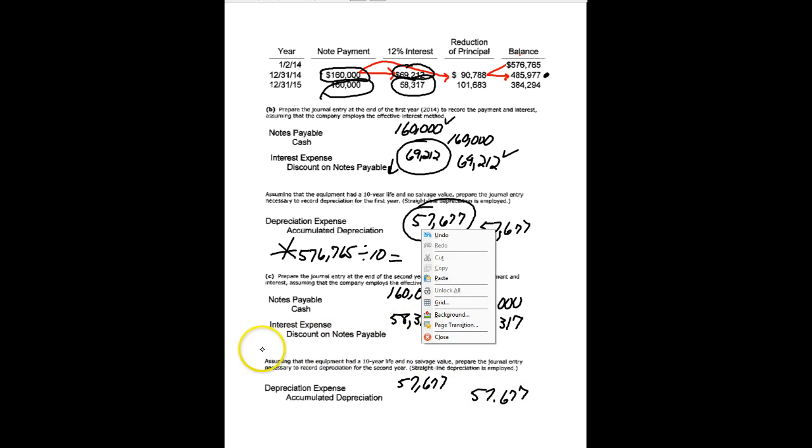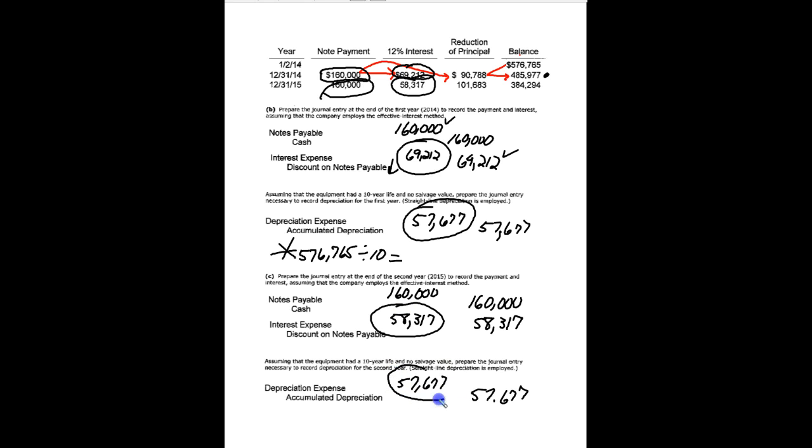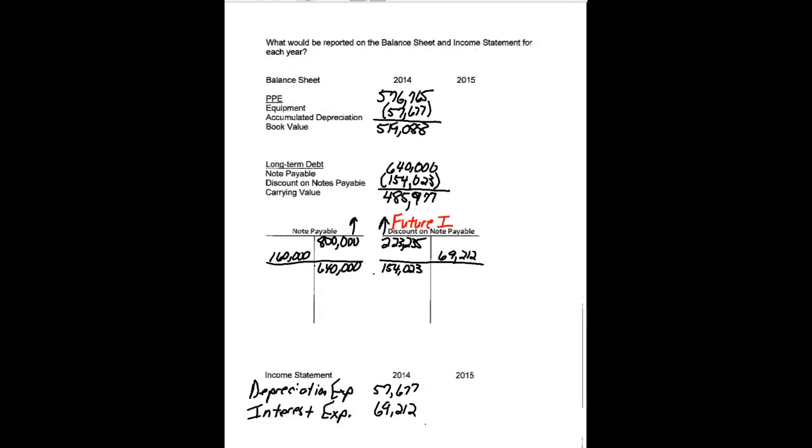So this time I'm going to go backwards. I'm going to have us go ahead and do our interest expense and report our depreciation expense on the income statement. So let's go to the next page and go ahead and report on the income statement these two expenses. So depreciation expense, it was another $57,677, and interest was $58,317.